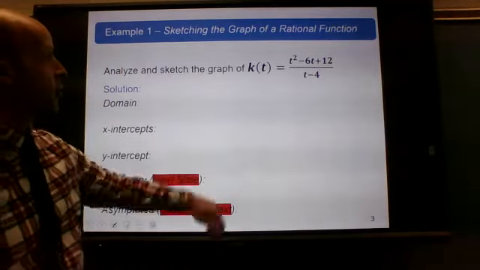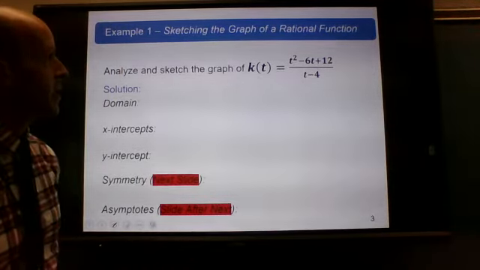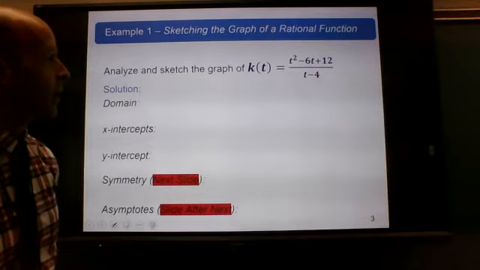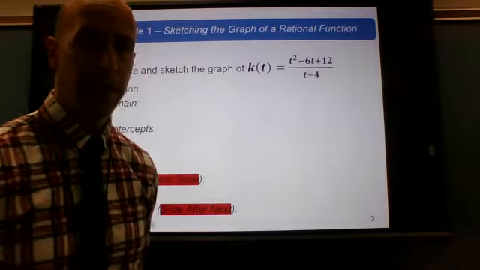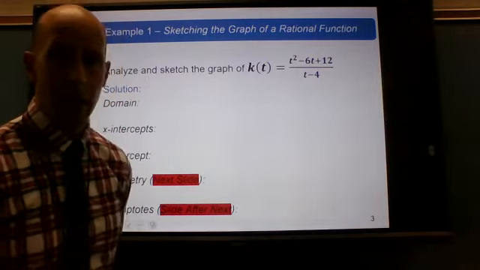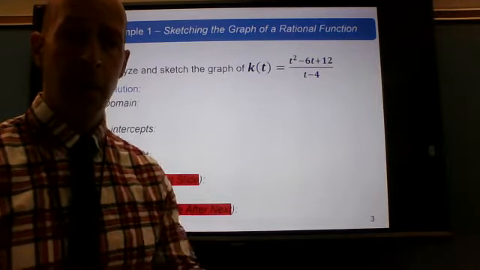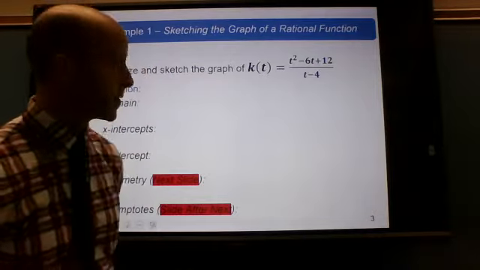So here's our function. It's k of t equals t squared minus 6t plus 12, divided by t minus 4. By the way, I'm also assuming that you've watched my video, so I'm cutting out quite a bit of the content, and we're just going to focus on a couple of things, a couple of problems.